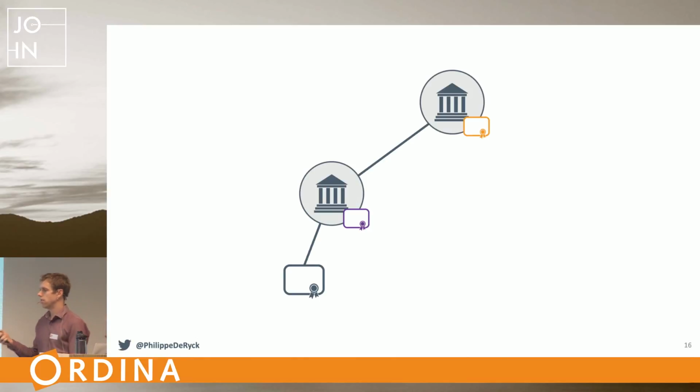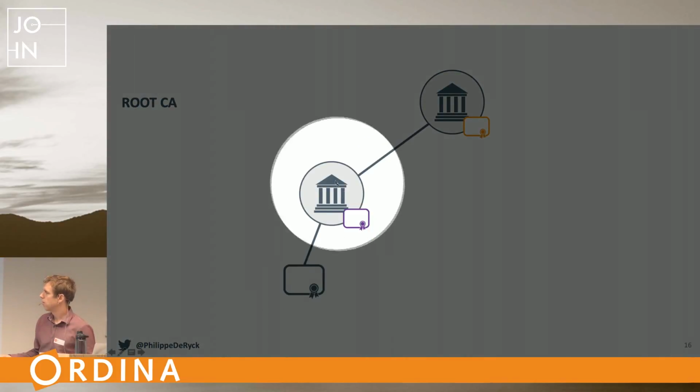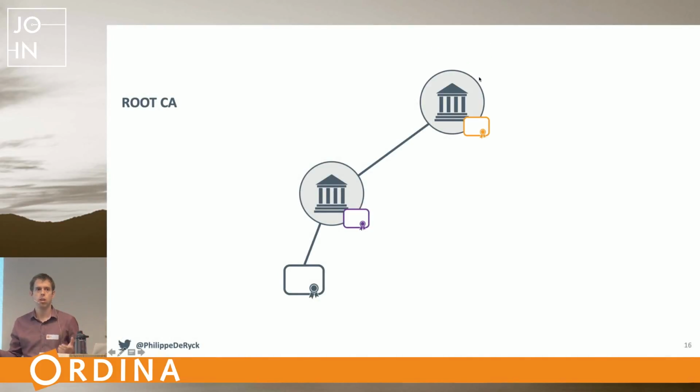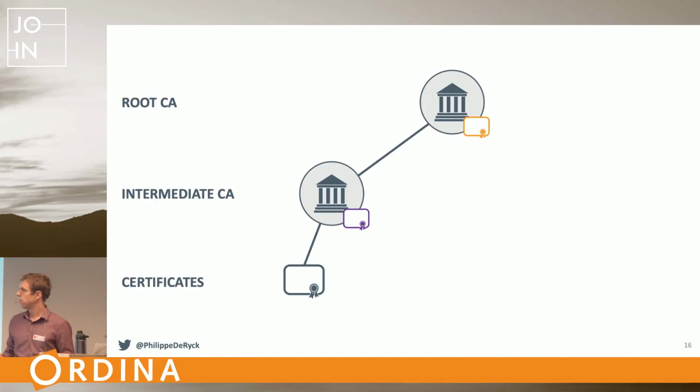Because the top level one has, again, a certificate, and this keeps going until you reach the highest level, and that's called the root CAs. These root CAs are the ones trusted by the browser. Whenever the browser gets a certificate from a website, it will need to validate this whole chain to make sure that the certificate is actually valid. These are called intermediate CAs, and those are the certificates.